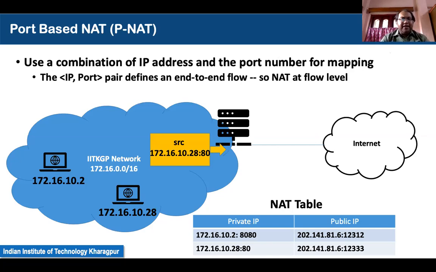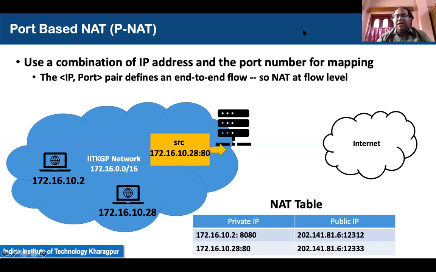Now, in some books you will get the term network address and port translation, NAPT, or PNAT. Both are the same thing. In the case of PNAT, it uses a combination of IP address and port number for mapping. So the IP-port pair defines an end-to-end flow. So here, the NAT is applied at the flow level.